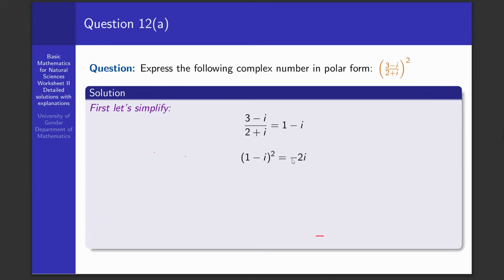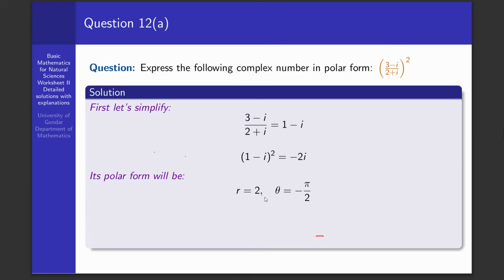In order to write the polar form of the given complex number, we need to have two things: the norm, that is r, and the argument, that is theta. The r would be the square root of, since the real part is 0, the square root of minus 2 squared, that is 4, which is 2. And theta would be tan inverse of minus 2 over 0, which is undefined.